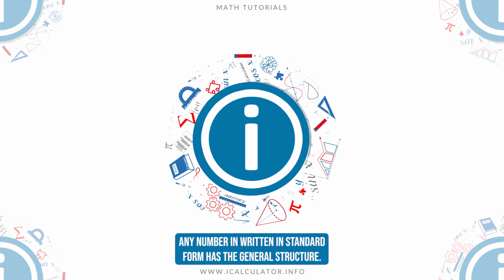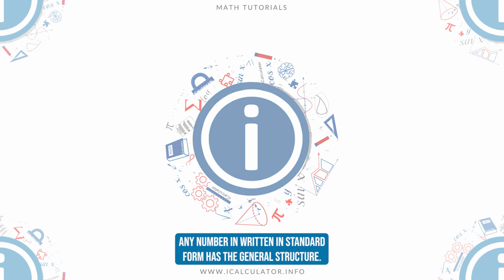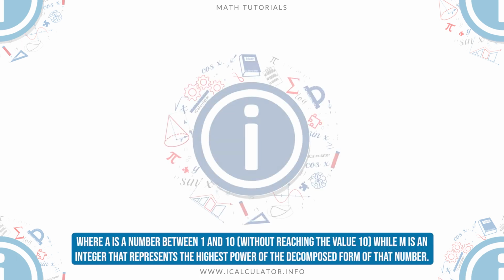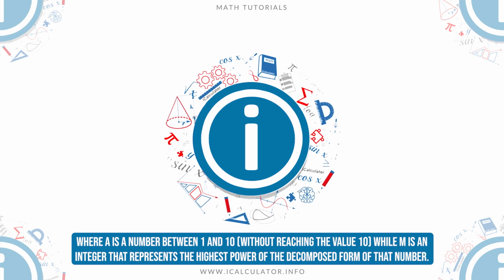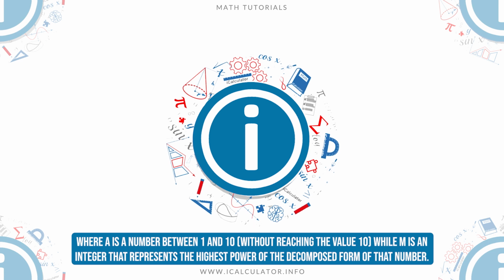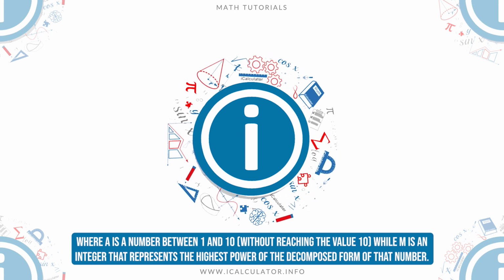Any number n, written in standard form has the general structure. We have the following shown on screen. Where a is a number between 1 and 10, without reaching the value 10, while m is an integer that represents the highest power of the decomposed form of that number.